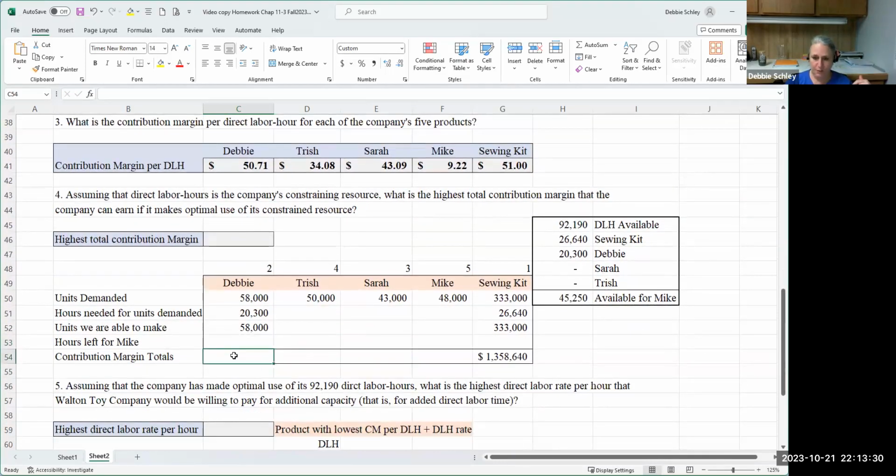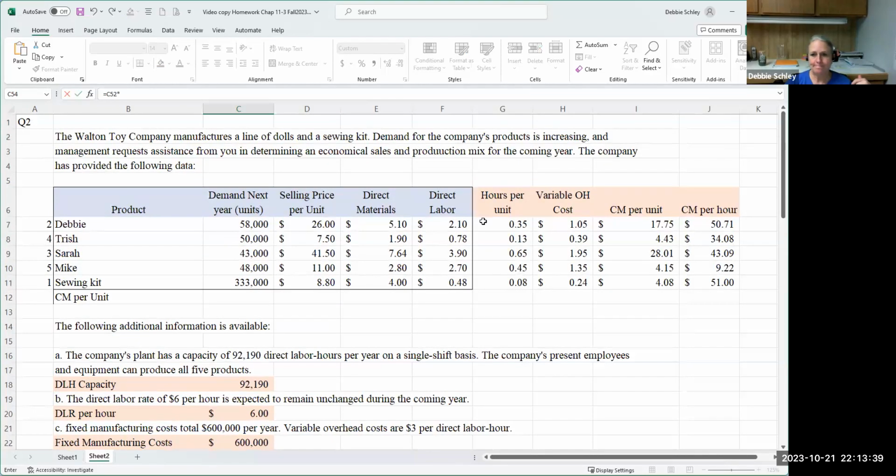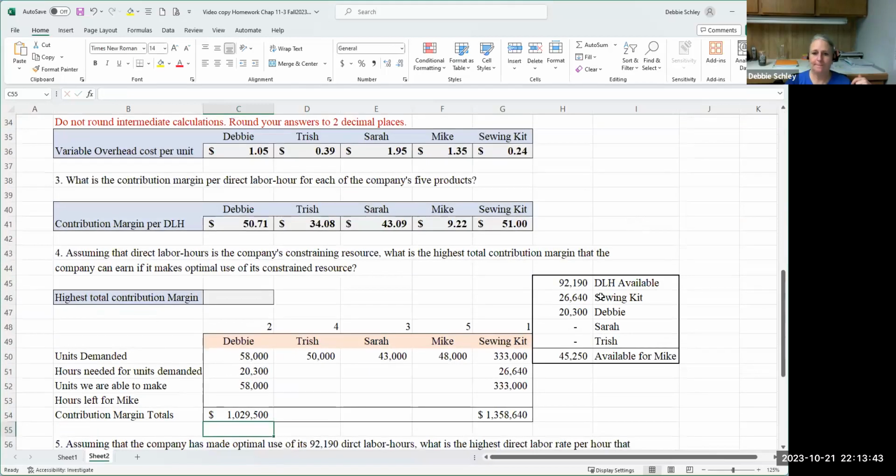And then my contribution margin is going to be the units times Debbie's contribution margin per unit. Okay, so we made Debbie. Now let's focus on Sarah.